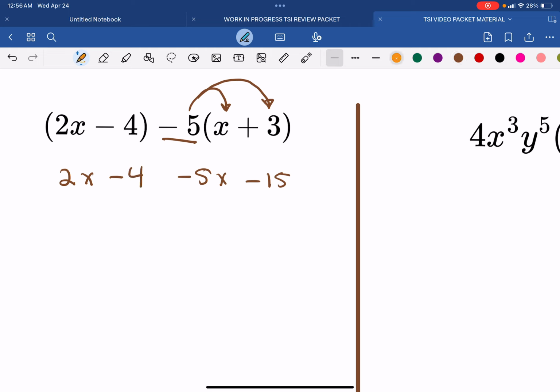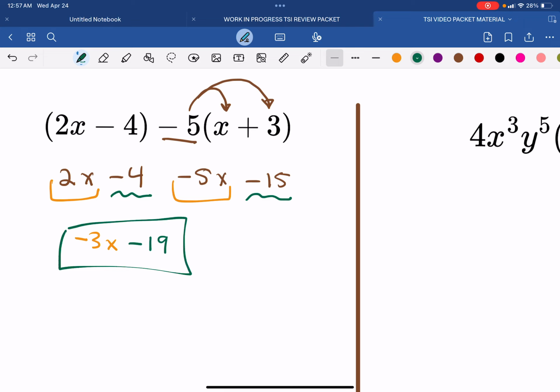Combine like terms. 2x minus 5x is -3x. Keep in mind, you will probably not have a calculator for the TSI. It pops up a calculator here and there, but in most cases, you won't have a calculator. So you have to be able to do this by yourself. -4 plus -15, same sign. Adding, keep the sign. So 4 plus 15 is 19. And I can't combine it anymore. That's my final answer.